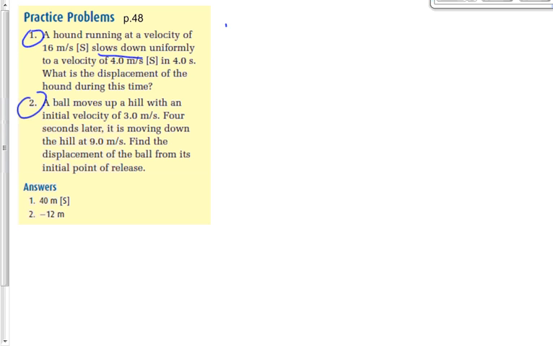Let's go a little bit different this time. Let's go south as positive. Usually we go north as positive, right? Why do I want to go south this time as positive? Right. Since it's the only direction, we might as well make it positive so that it's a little bit easier to do the math. What do we got here? 16 meters per second to the south. We've got 4 meters per second to the south. And then we've got 4 seconds.